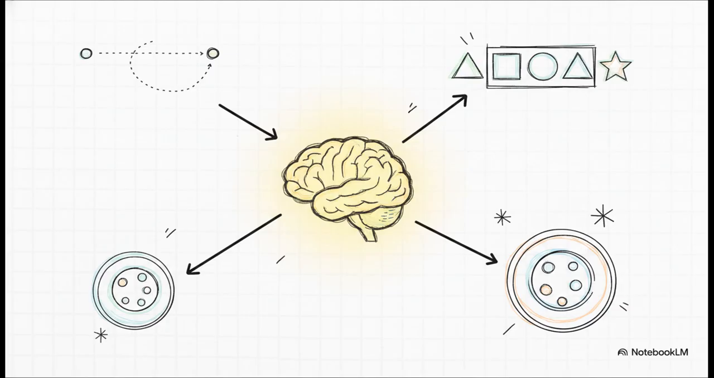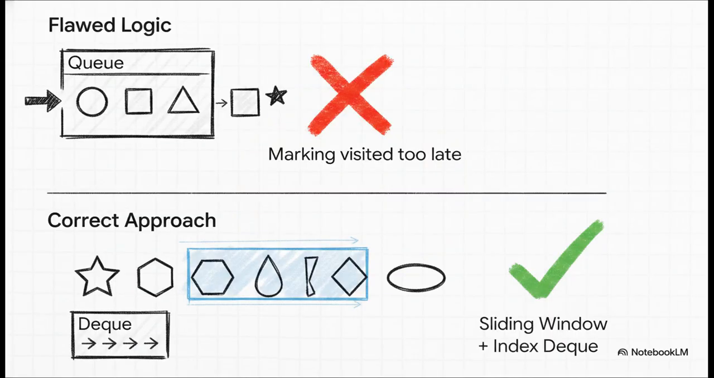The moment your interviewer says shortest path in an unweighted graph or minimum moves to reach a target, your brain has to instantly fire up the BFS and queue mental models. And if they mention a subarray of size K, boom, you immediately set up a fixed sliding window. But you have got to avoid these common traps at all costs.